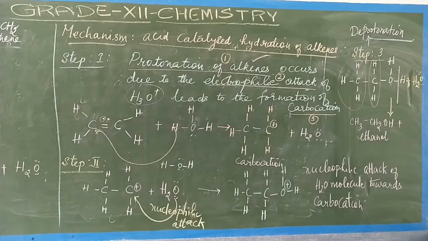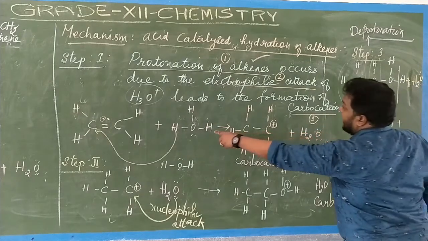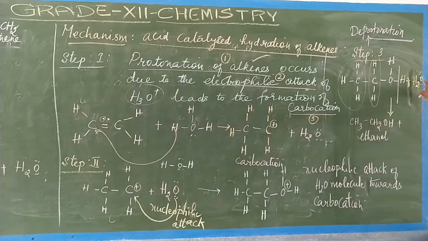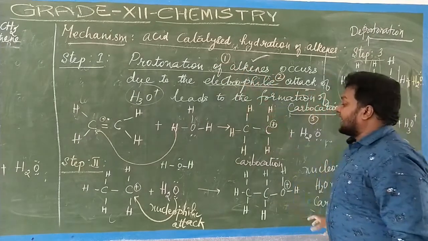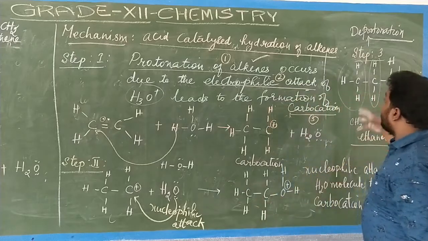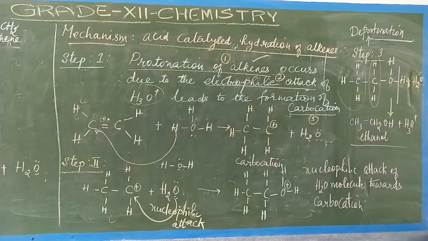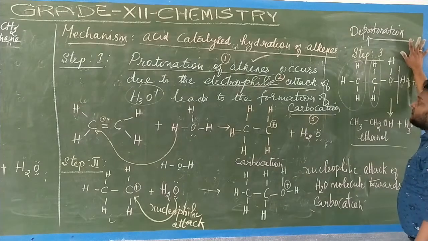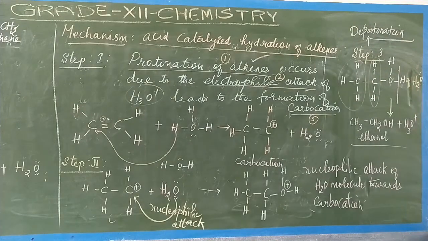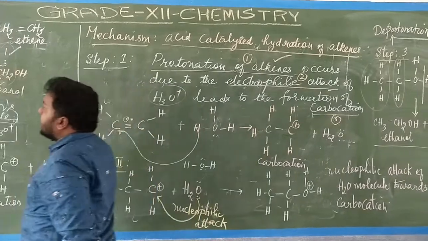What is the byproduct? The final reaction gives H3O plus and ethanol. The H2O goes into the H3O plus ion. So, formation of ethanol. First step is protonation. Second step is nucleophilic attack to form the substrate. Then the third step is deprotonation. So what is here? Alcohol. And this is the overall mechanism, the overall reaction.